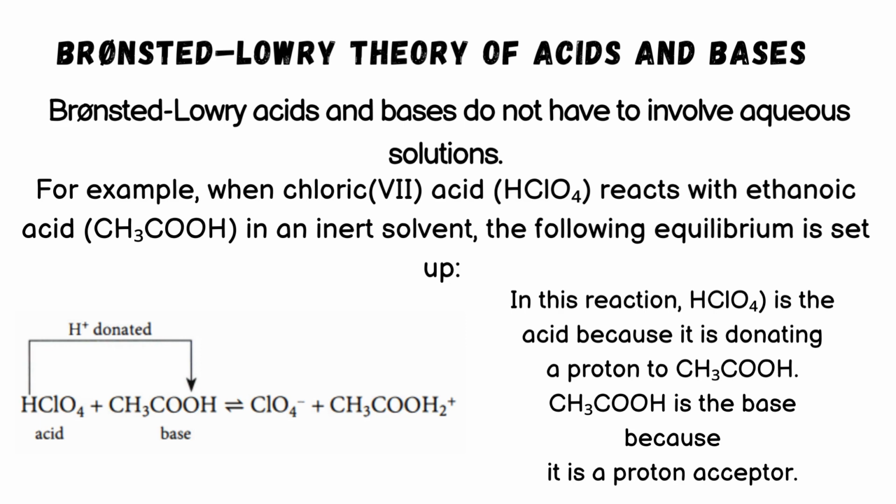BRØNSTED-LOWRY acids and bases do not have to involve aqueous solutions. For example, when chloric 7 acid HClO4 reacts with ethanoic acid CH3COOH in an inert solvent, the following equilibrium is set up. In this reaction, HClO4 is the acid because it is donating a proton to CH3COOH. CH3COOH is the base because it is a proton acceptor.